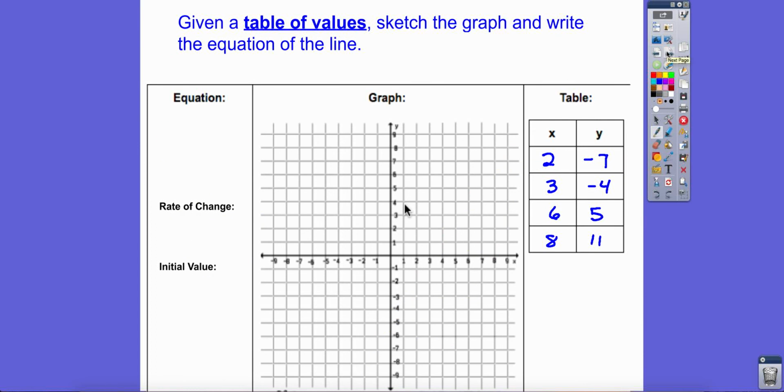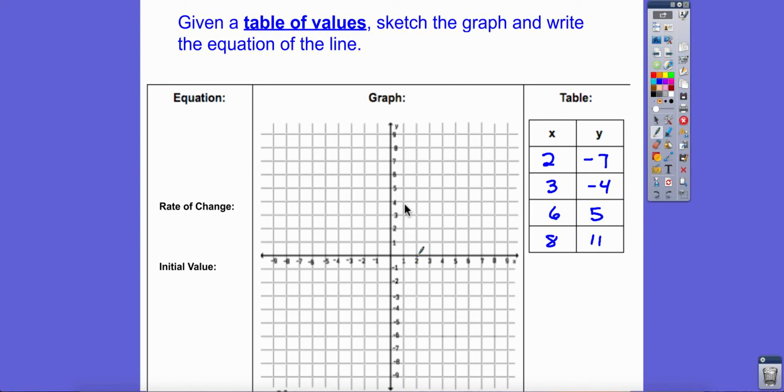Okay, example number 2 here, it says given a table of values. So this time I'm given a different piece of information. It says sketch the graph, write the equation. Well, here's what I'm going to do if I am given a table of values. I'm going to go ahead and start out by plotting these points. So each row represents a point that's on my graph.